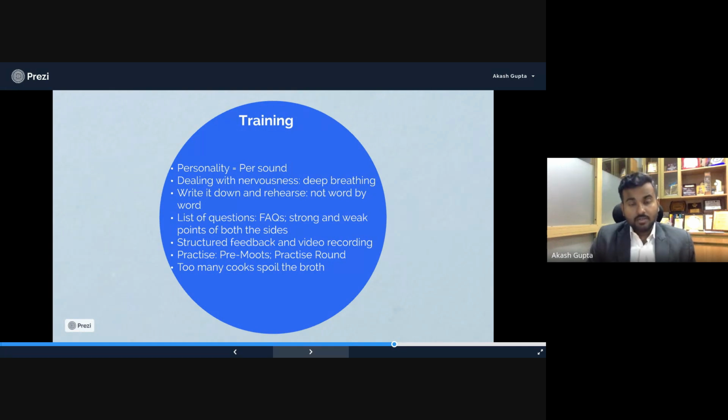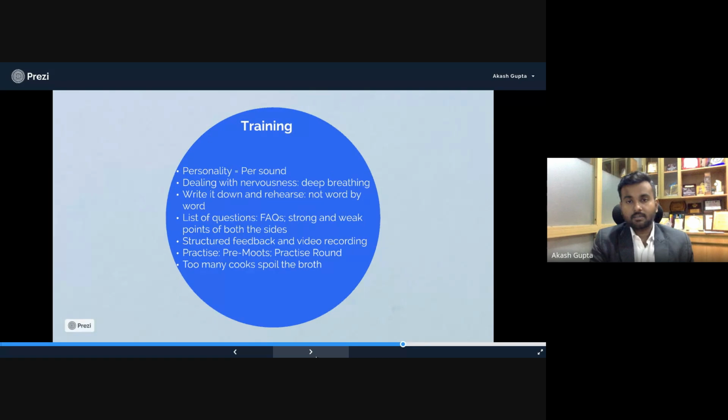Some students also make a list of questions, which is more like an FAQ, covering the most frequently asked questions, their possible answers, and structured feedback. Every time they get some feedback, they write it down, find out which parts they have to work upon, and do video recordings. Practice, we have already talked about this.